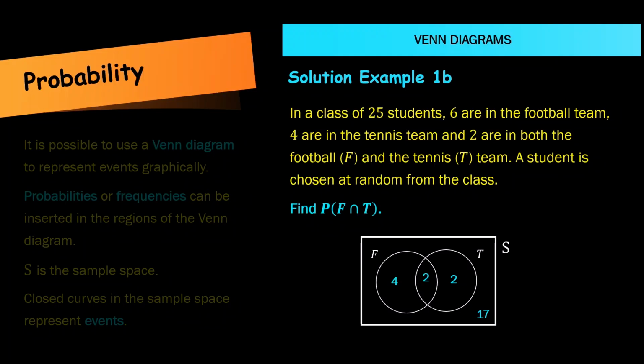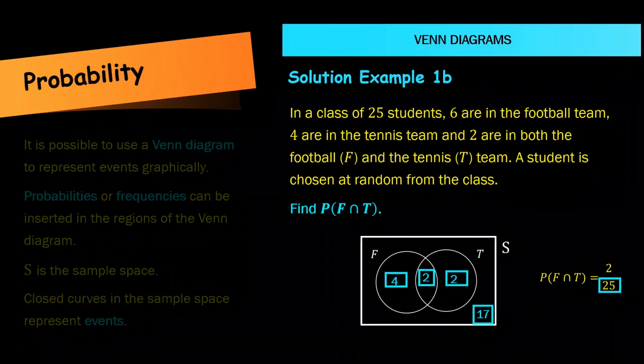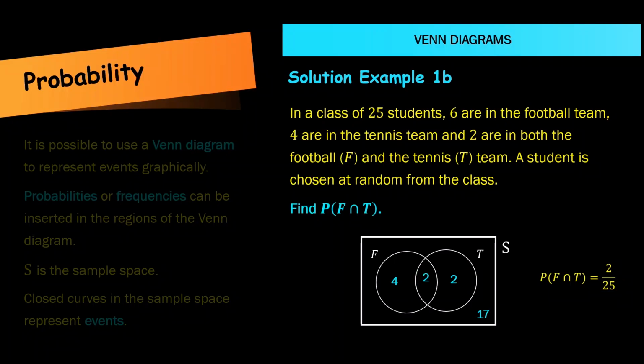We are required to find the probability of F intersect T. This is of course 2 divided by 25. Now for part C, we are required to find the probability of F union T. This is 4 plus 2 plus 2, which is 8, divided by 25.